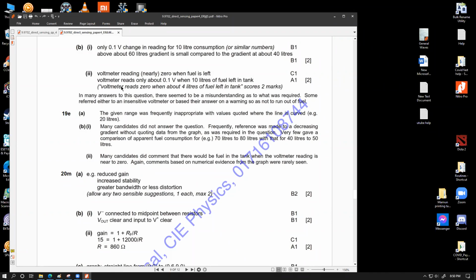Oh, beautiful. The examination reporter will say many candidates did comment that there would be fuel in the tank when the volumetric reading is near zero. Again, comments based on numerical evidence from the graph are rarely seen. So the primary thing is that we have to mention numerical values from the graph to substantiate our answer.